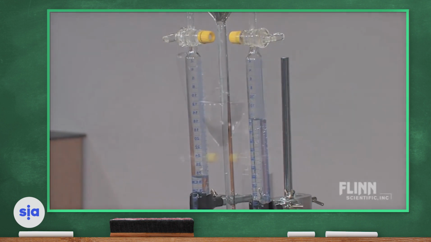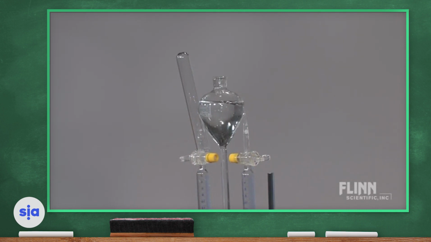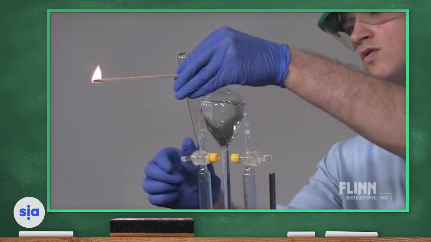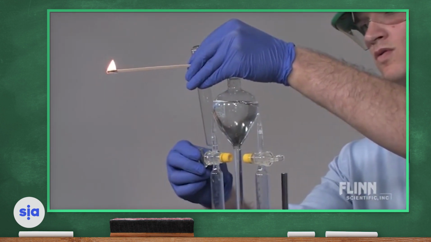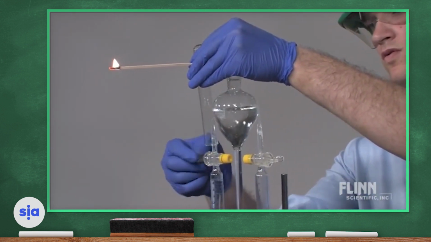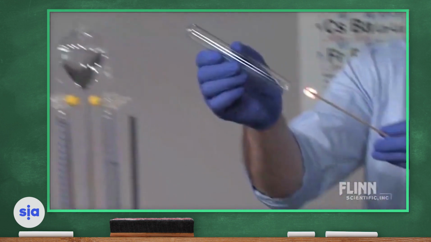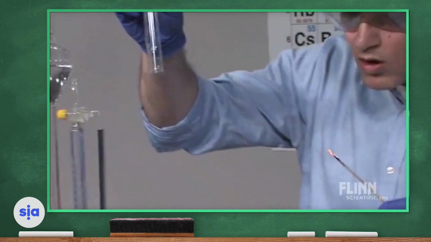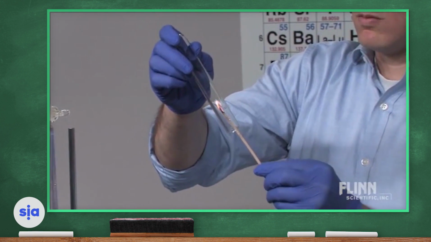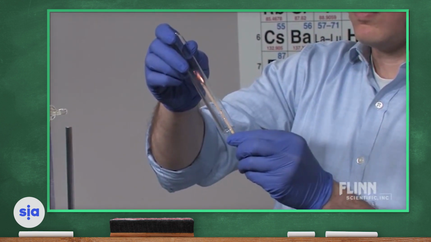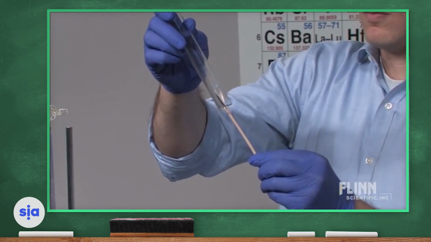Stoichiometry in action. Collect the gases by opening the stopcocks and allowing gas to flow into inverted test tubes for 3 to 5 seconds. Prove that you have just split water by inserting a burning splint into the hydrogen test tube. Insert a glowing splint into the oxygen test tube, and the nearly extinguished flame will spark back to life as the oxygen gas fuels its combustion.